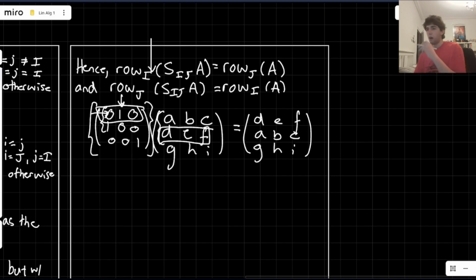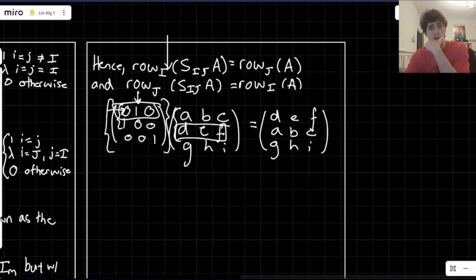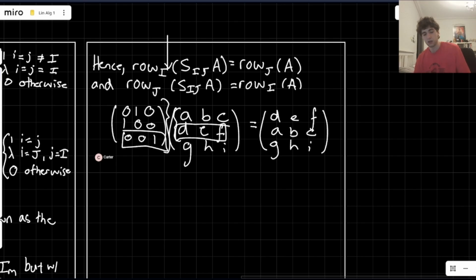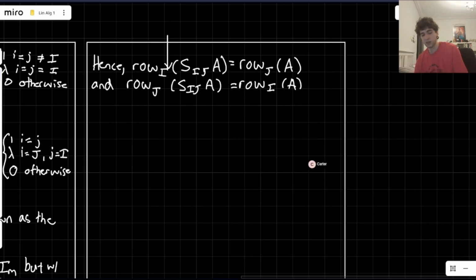This is just me trying to give an intuitive explanation based off of what we've already seen. Obviously all other rows, other than the two rows that you wish to swap, will be unchanged because the identity matrix hasn't changed there. So you're just doing the same thing as previously, dotting that row with the columns in A, so nothing else will change. The only two differences are specifically these two here.